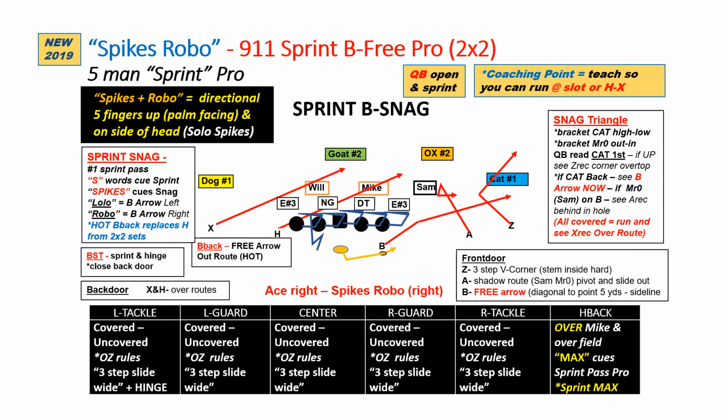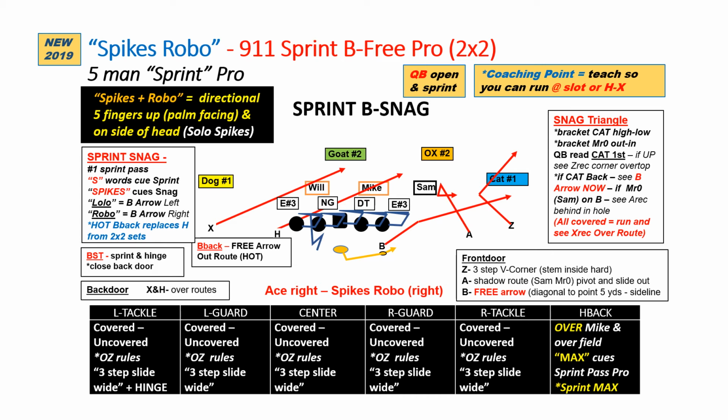We can do the same thing here out of 2x2. We just are going to go a 5-man protection, which is a robo call for us. So now you're going to take your directional 5 fingers with the fingers up and the palm facing in towards the side of the head. So you're just going to bend that hand and put that in towards the head. So it's a solo spike is what we like to call this.